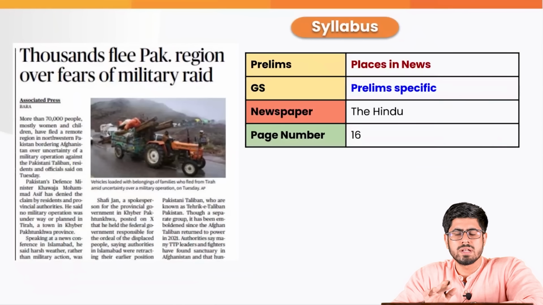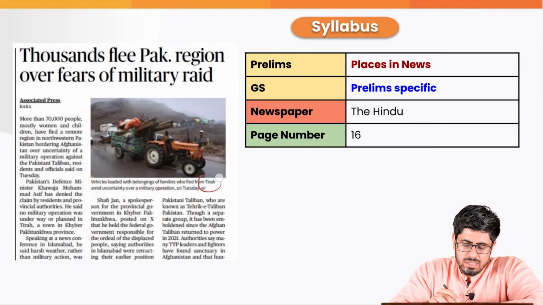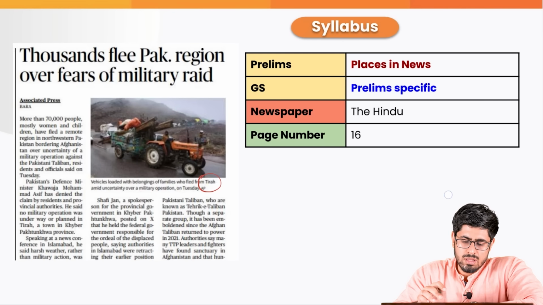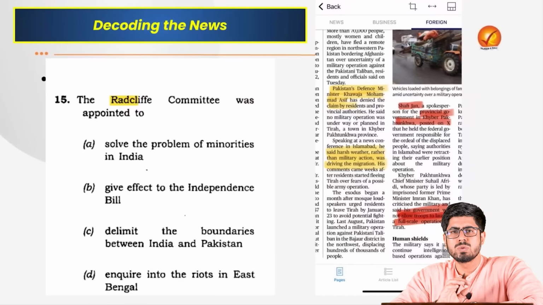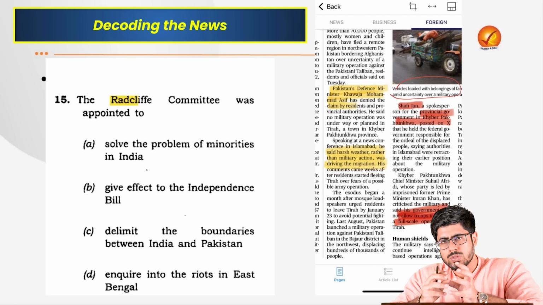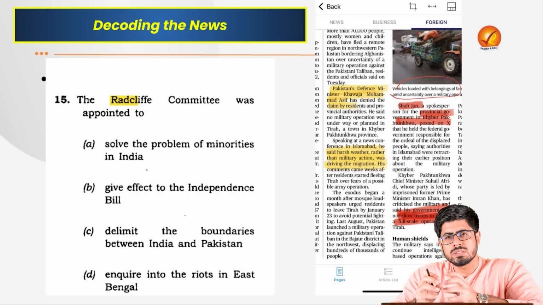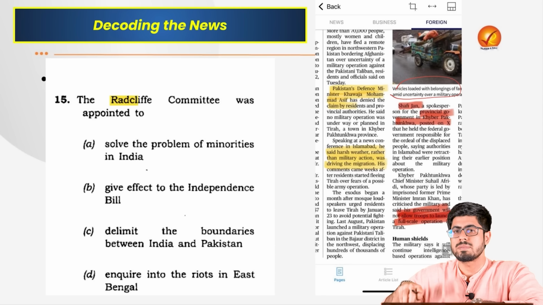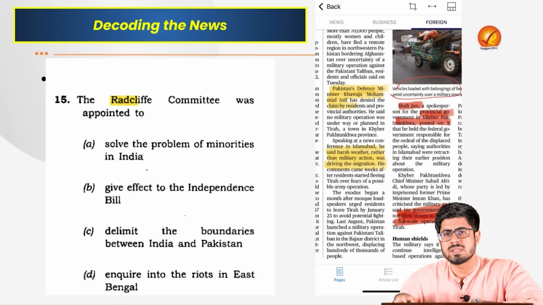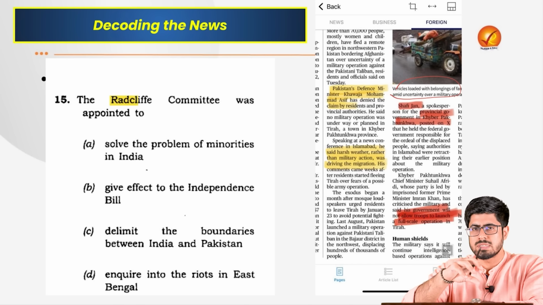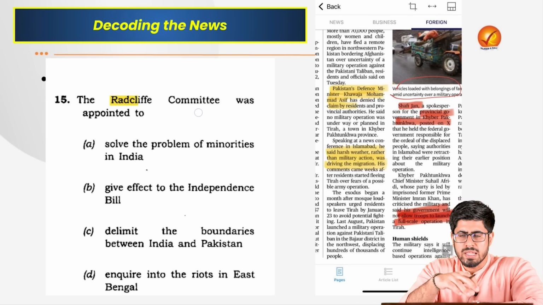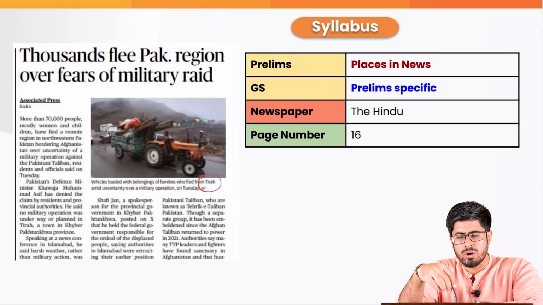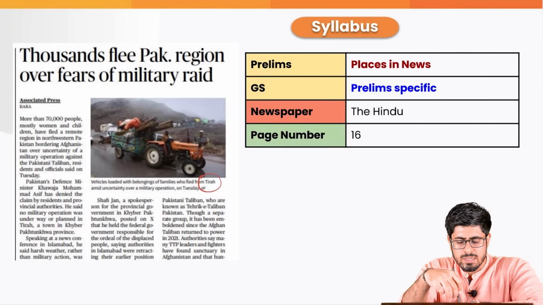Moving to the last topic of the day, which is 1000 flee Pak region over fear of military raid, which is basically talking about a region called Tirah in Pakistan. It is important from our prelims perspective from the places in news because, Pakistan being Pakistan, there are certain issues going on in Pakistan. One, there is fighting between Pakistan and Afghanistan forces because the Pakistan military is targeting the Pakistani Taliban, which is also supported by the Afghanistani Taliban. The people fearing this military action are fleeing the region of Pakistan which is on the border with Afghanistan, in the town of Tirah.